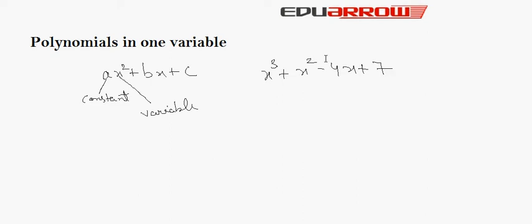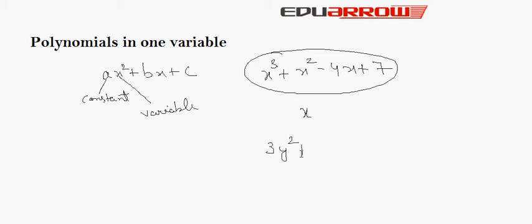This algebraic expression has only whole numbers as the exponents of the variable. Such an expression is called a polynomial in one variable. It is a polynomial in one variable, that is x. Similarly, 3y square plus 5y is also a polynomial in one variable, that is y.